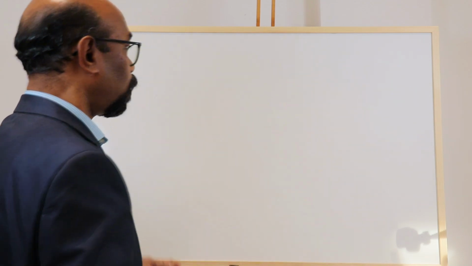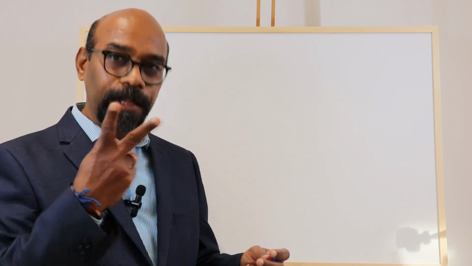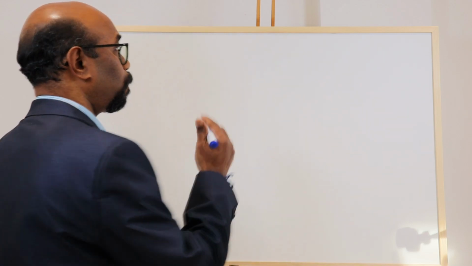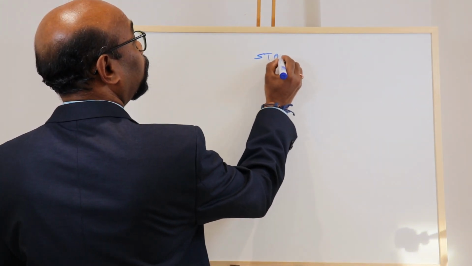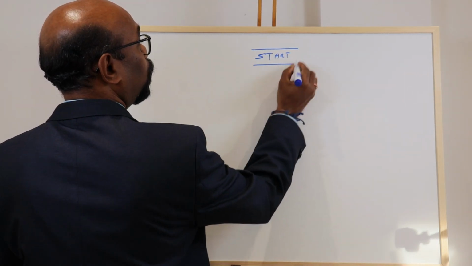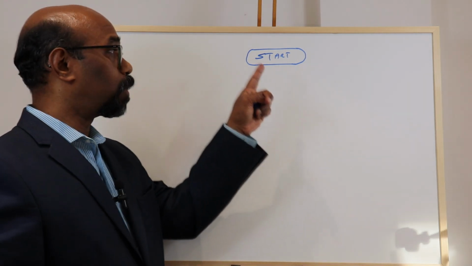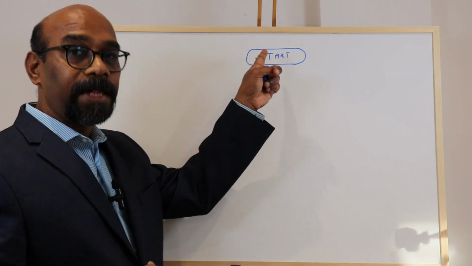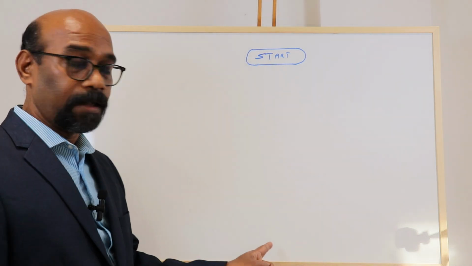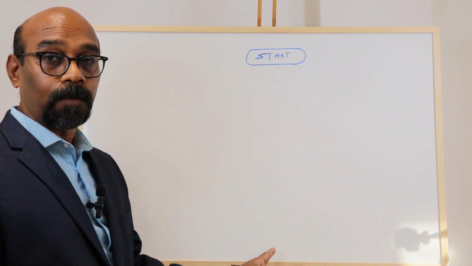So let's start. The first problem we are going to take is add two numbers. In order to add two numbers, we need two numbers. So let's start a process first. This is the first symbol, start. This is just an oval symbol to start. If you start your flowchart with start, you must end with stop. If you start with begin, you must end with end. I'm starting with start, so I will end with stop.